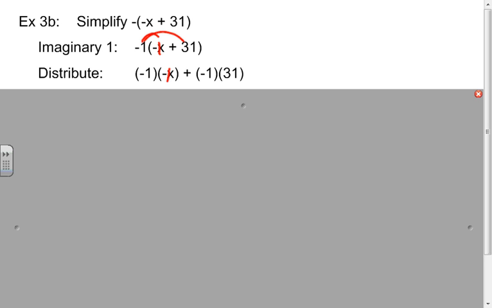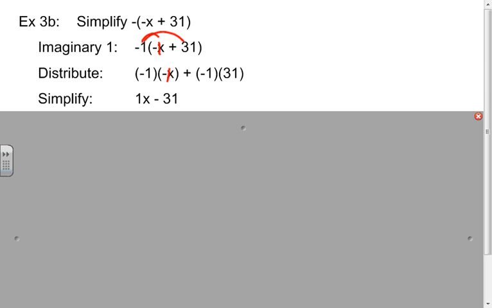And then we multiply. Negative 1 times negative 1 gives me a positive 1x. Negative 1 times 31 gives me a negative 31, but I can't have a plus and a negative 31 right next to each other, so I just use minus, because a plus and a minus makes a minus.